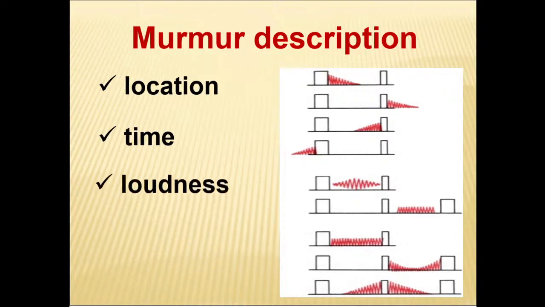Then we pay attention to the loudness of the murmur. A murmur may be loud or soft. Obligatorily we determine its duration. It may be heard for a short time only at the beginning of systole or diastole, at the end of systole or diastole, or it may be holosystolic or holodiastolic.